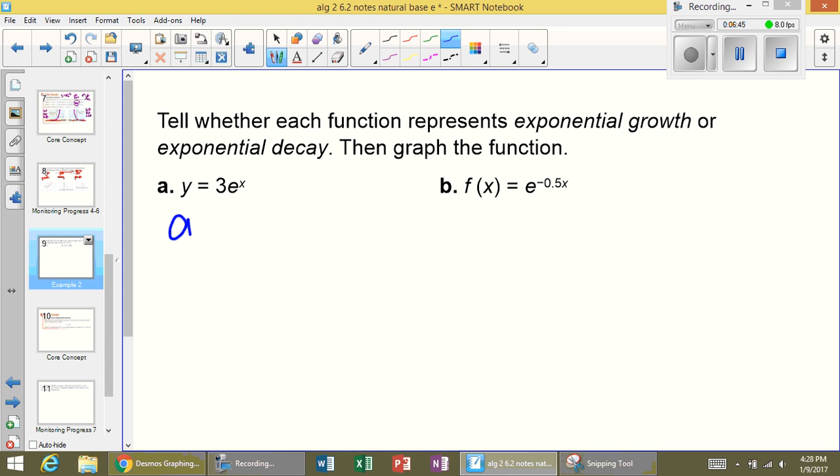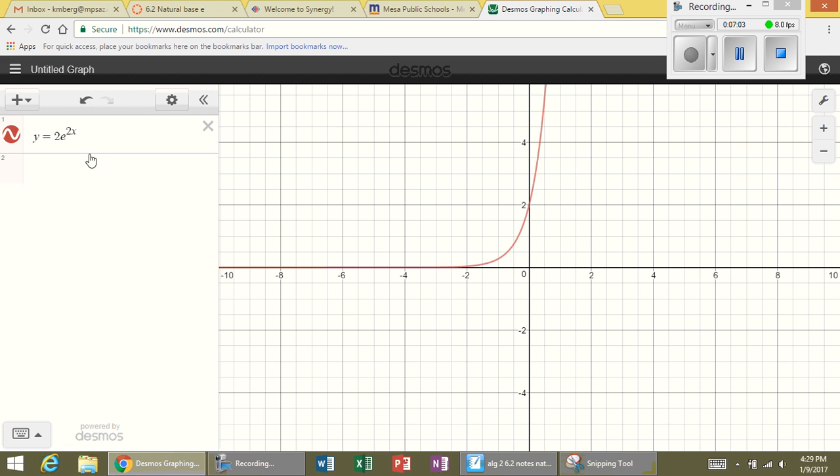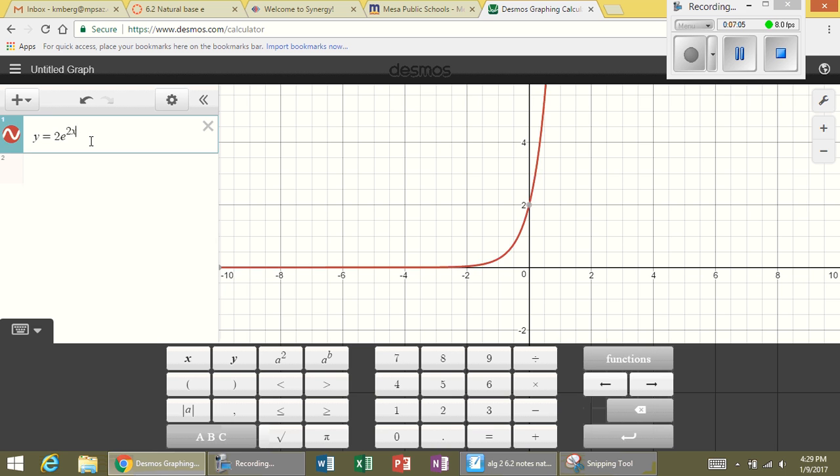Okay, this is growth because this is e to the positive x. And because that has e to the negative, it doesn't matter what it is, but it is negative, this is going to be decay. So on your graph, you should have e to the 3x, or y equals 3e to the x.